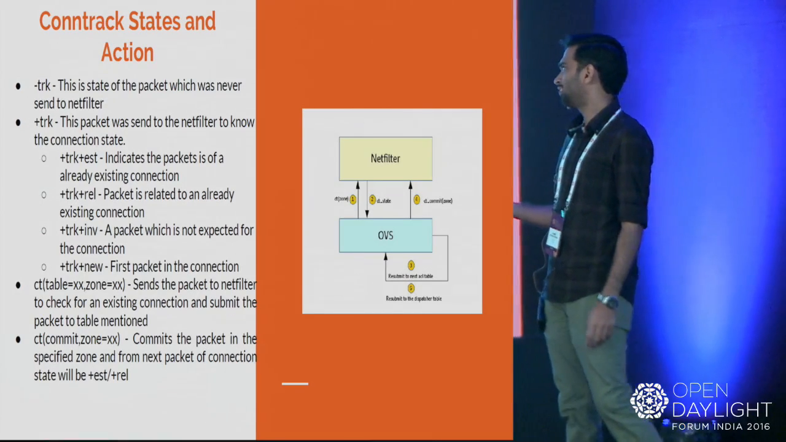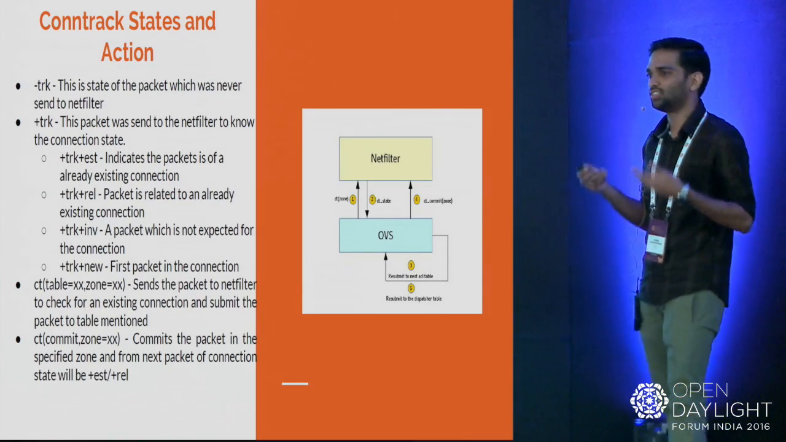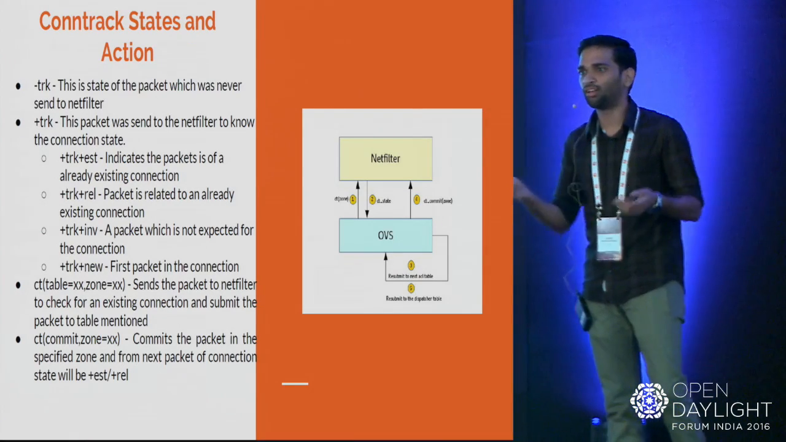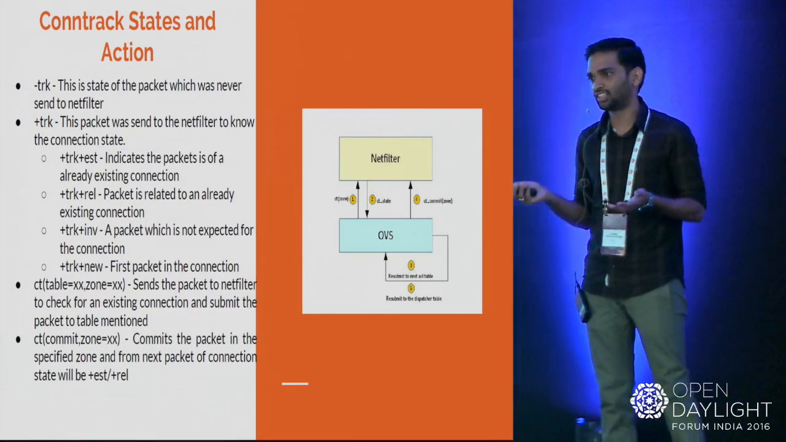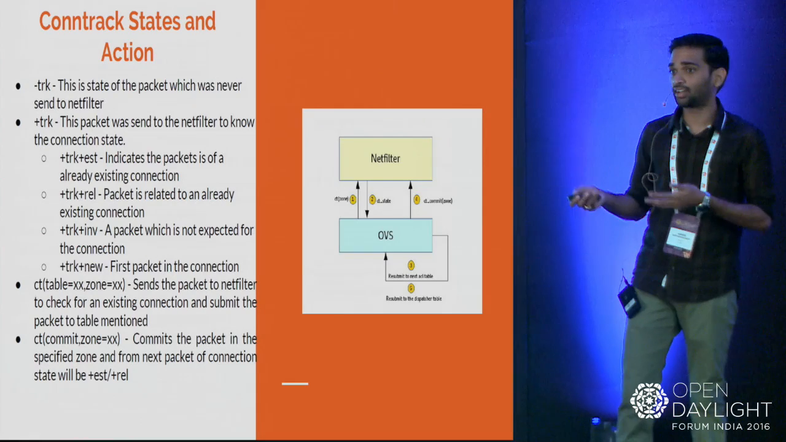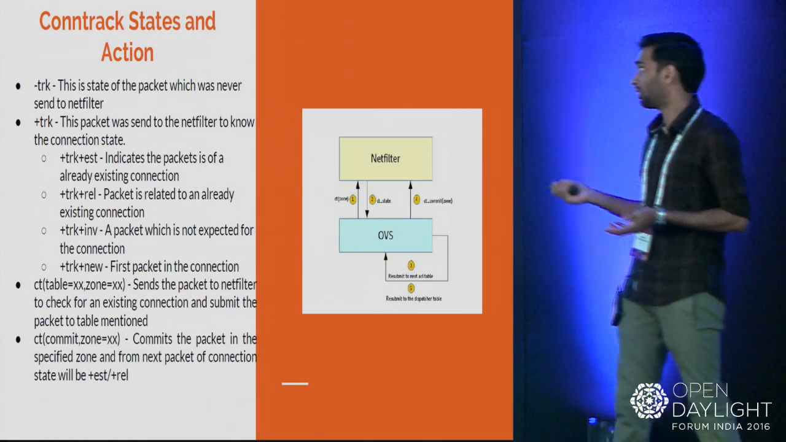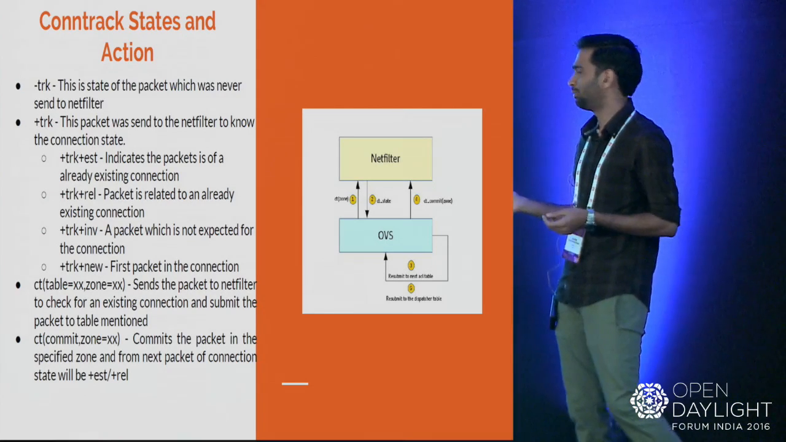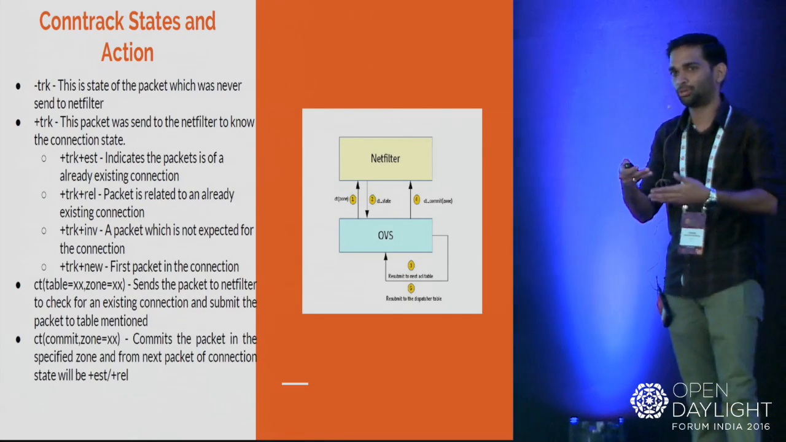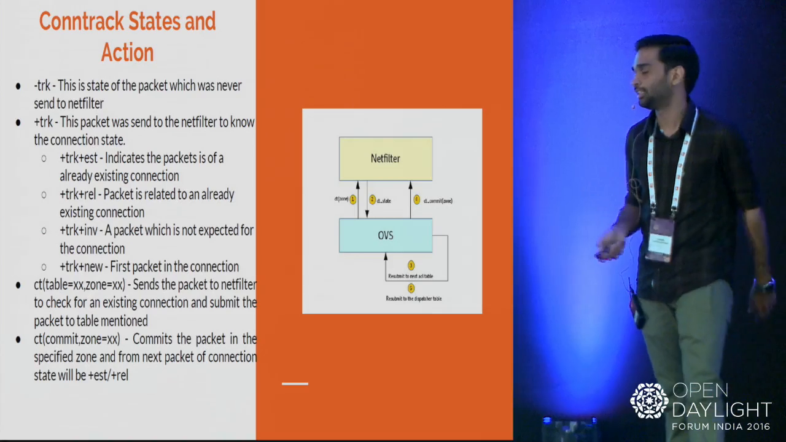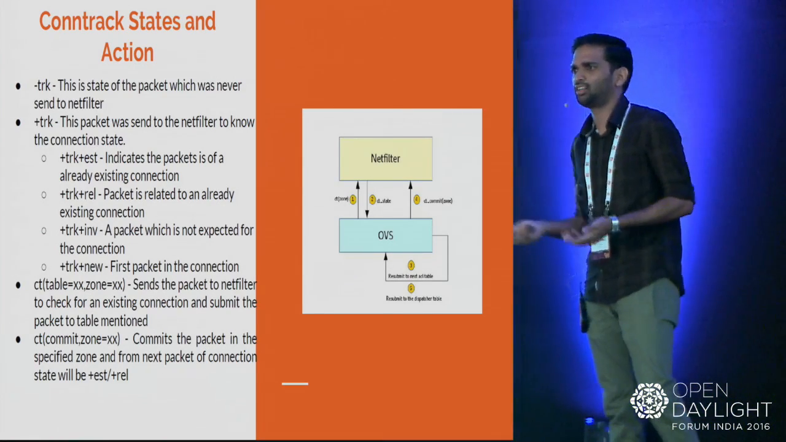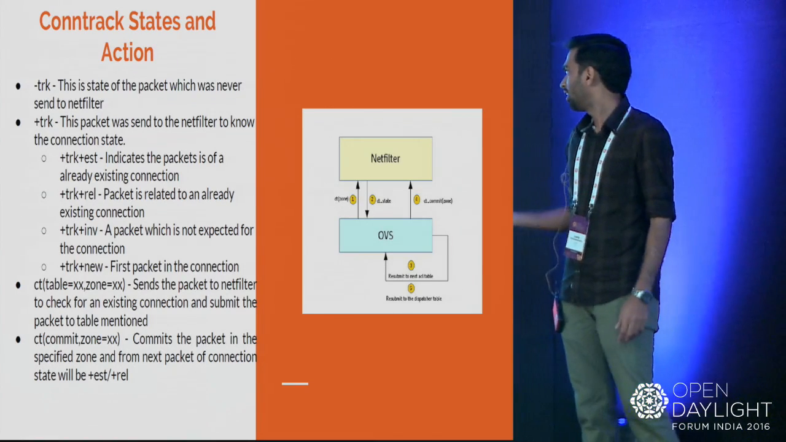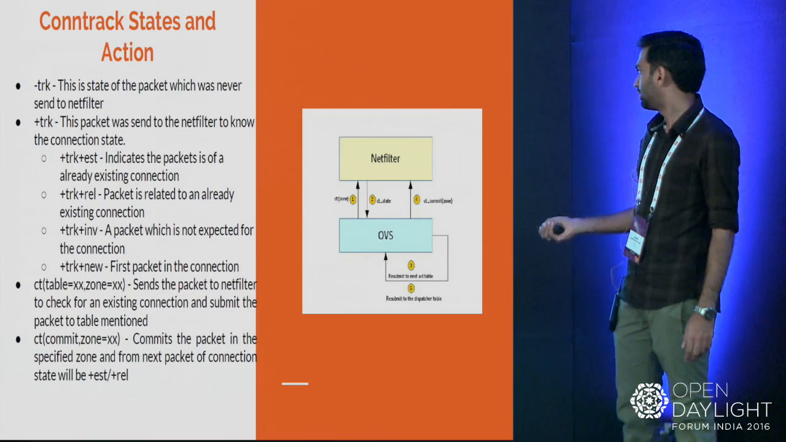And plus track plus invalid is a packet which is invalid at that point of time. One such example is if you have a TCP 3-way handshake, and you are sending an ACK without a SYN. The packet will be marked as invalid because this is not expected at that point of time in that connection initiation. There are several other examples, like if the packet is malformed or something, it all will be invalid.